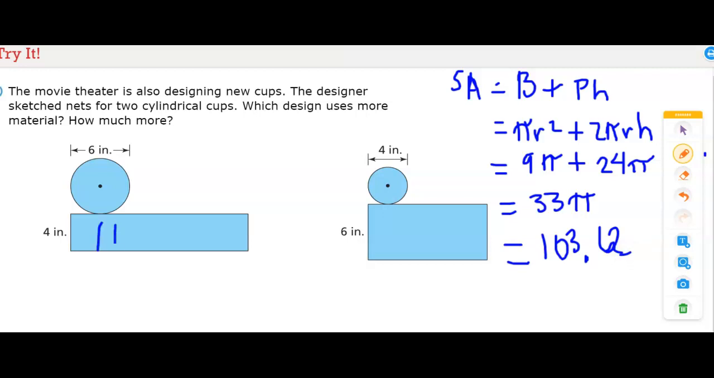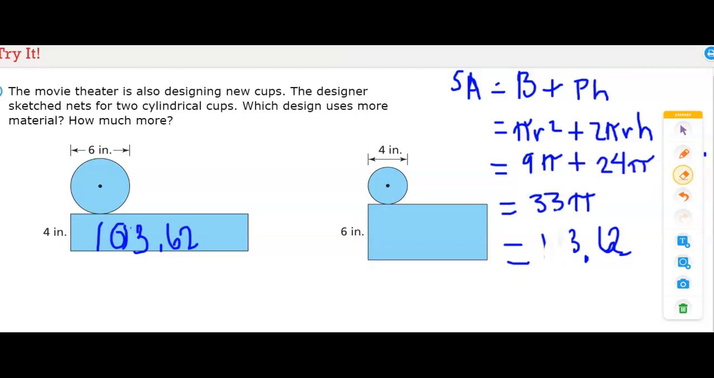So I'm just going to write that right here. Write that a little bit better. Just want y'all to know it's a struggle to write neatly on this screen. 103.62.